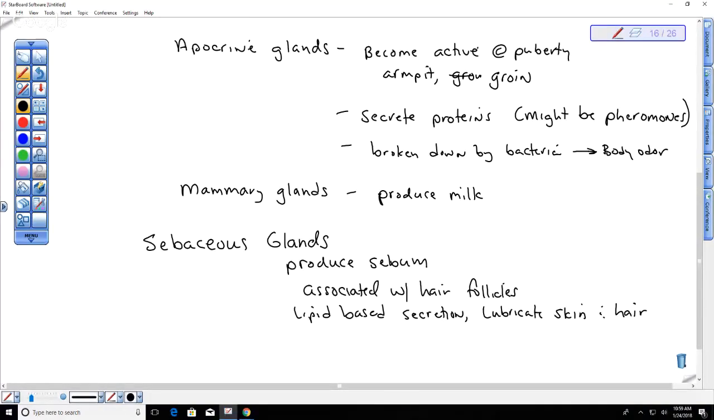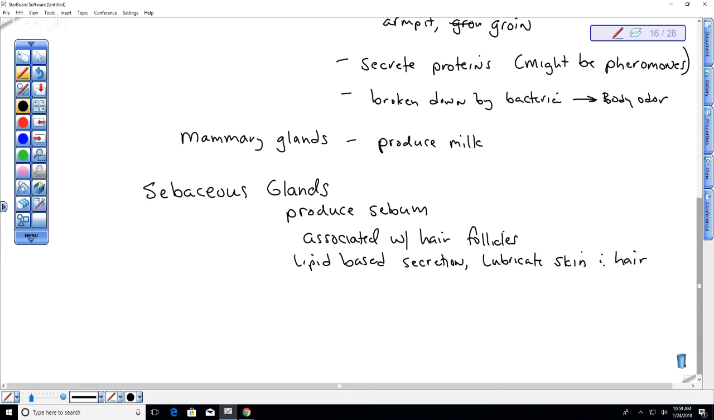As you get older, your sebaceous glands also become less active. So when you become older, you don't have to wash your hair as often because your sebaceous glands are less active, but also your skin dries out and cracks more. So you have dry skin as you age because of the change in the activity of the sebaceous glands. Okay.